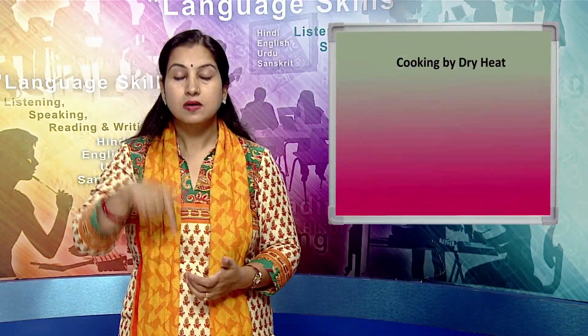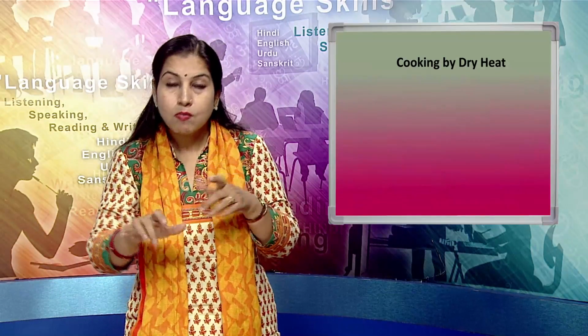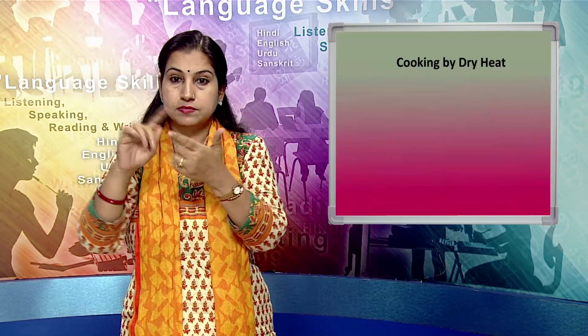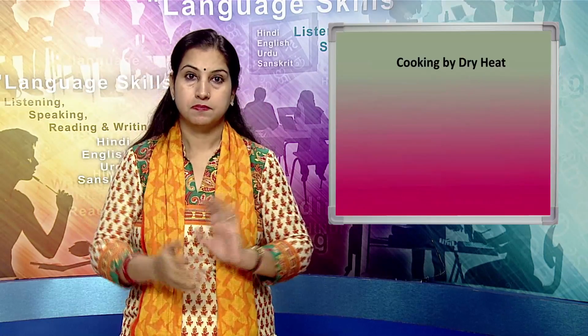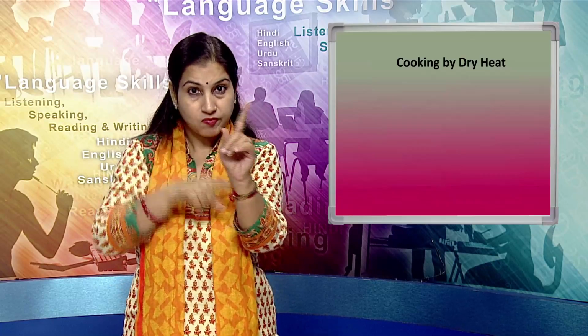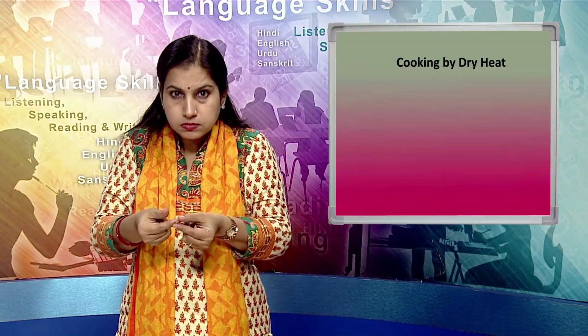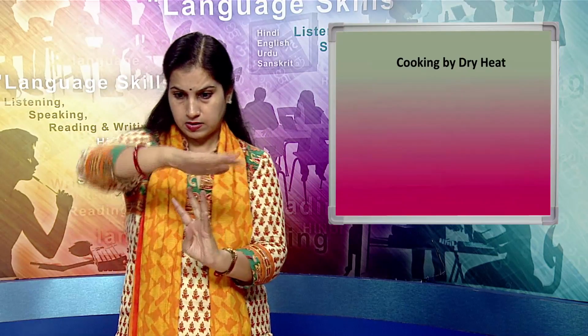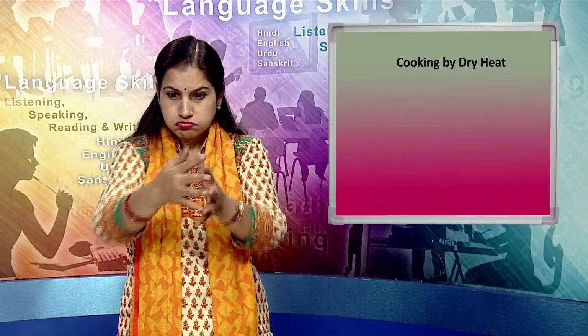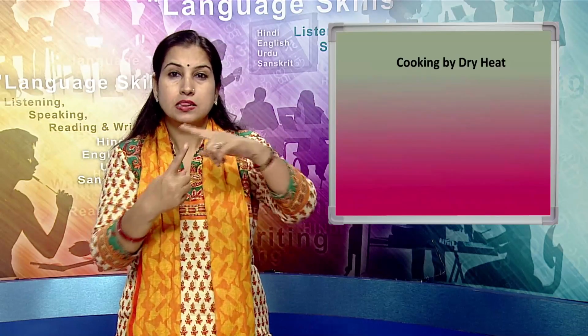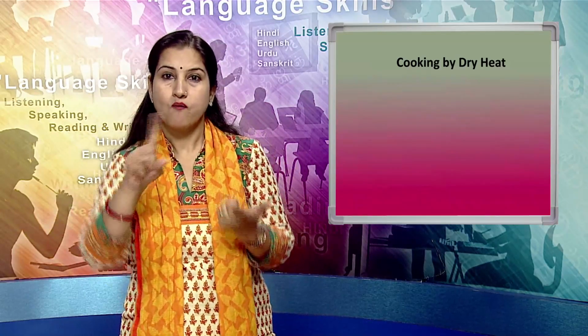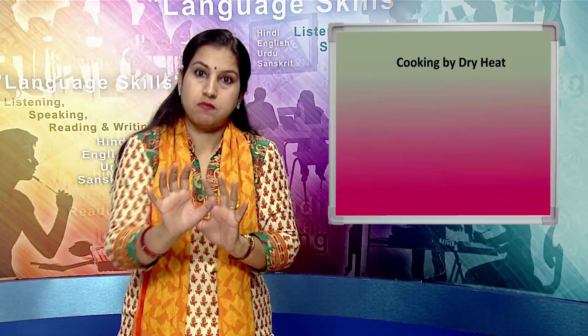Now let's understand the second column, that is cooking by dry heat. In dry heat cooking, food is exposed to heated air in a closed or open chamber like tawa or oven. Temperature may reach high, 2-3 times of boiling.